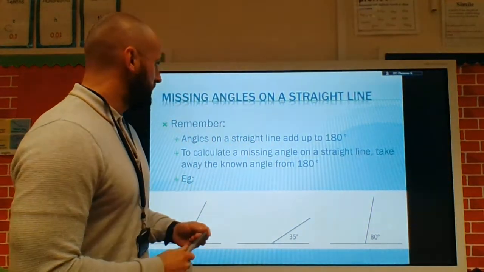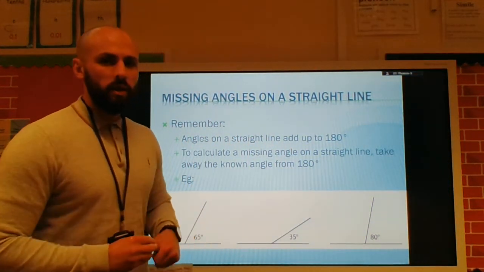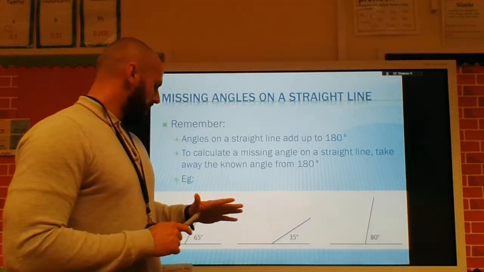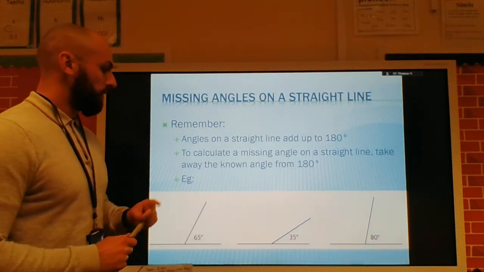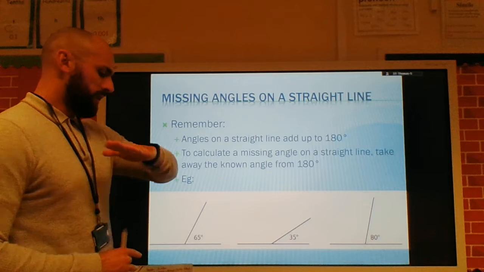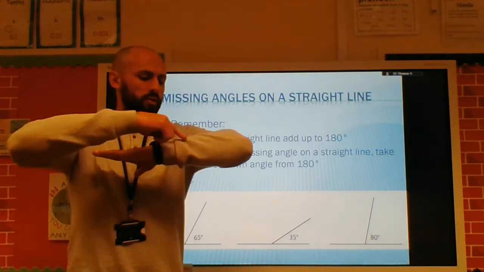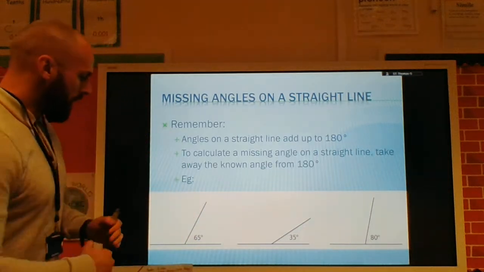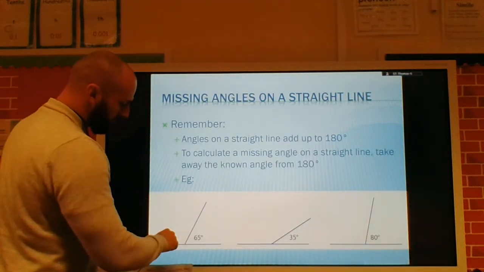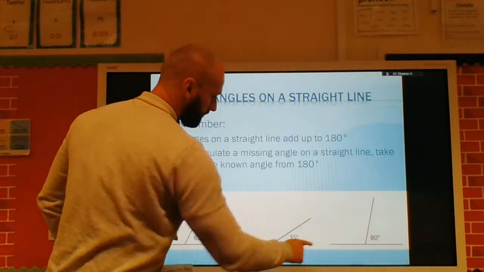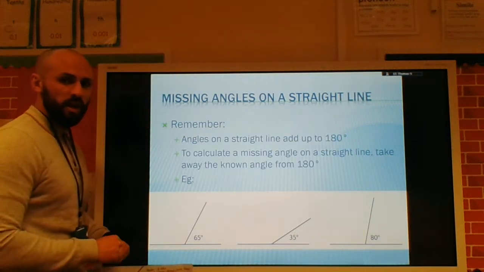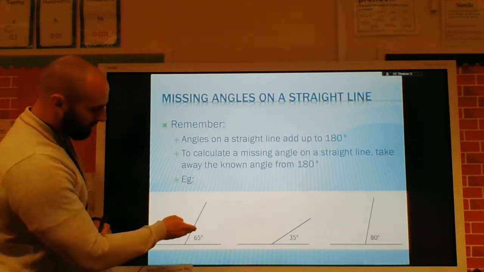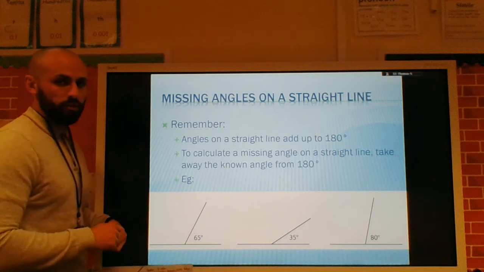So, for maths today, you're having to find missing angles, okay? And the important thing, first thing to remember, is that a straight line, remember, that is 180 degrees. So, I've got to find missing angles on these straight lines here. Well, I've been given one of the two angles.